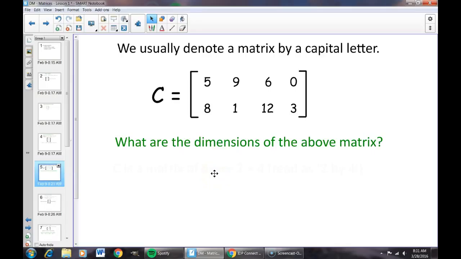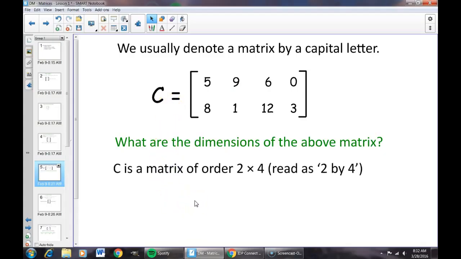So we usually denote a matrix by a capital letter. In this case, capital C would represent all of these numbers. So what is the dimensions of the matrix C? This matrix C is a matrix of order 2 by 4, meaning there are 2 rows and there are 4 columns.